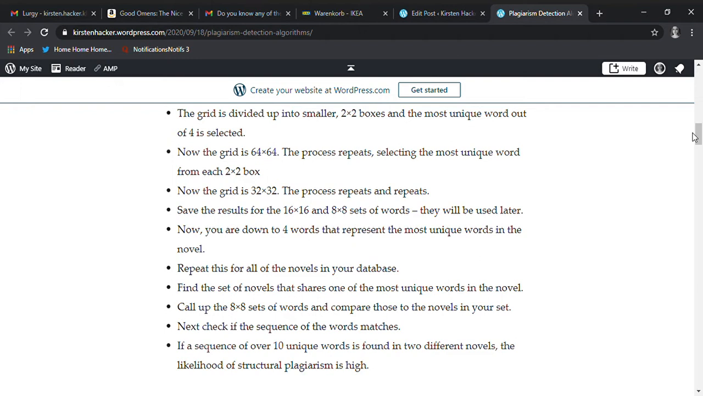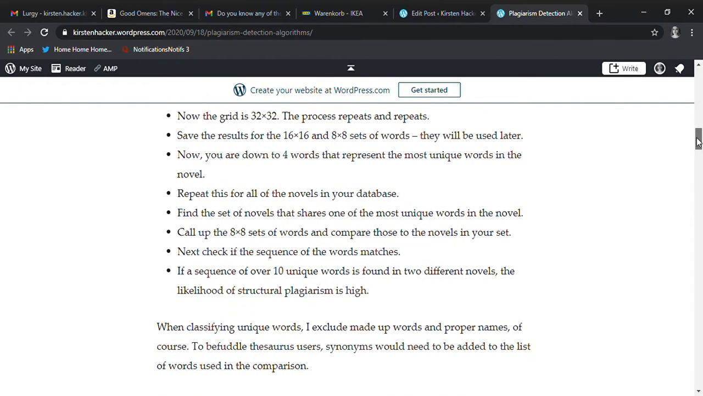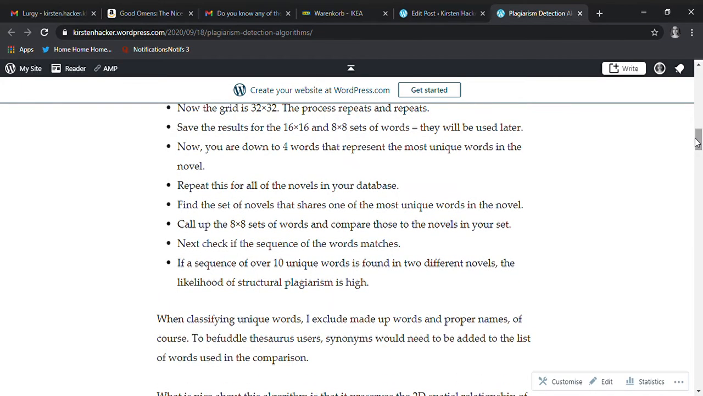Now you have a 64 by 64 grid after this, selecting the most unique word of 4. And then you repeat this so that you now have a 32 by 32 grid. You repeat and repeat just a few steps until now you have a 16 by 16 and an 8 by 8 set of words. In the final step, you're down to 4 words that represent the most unique words or concepts in the novel.